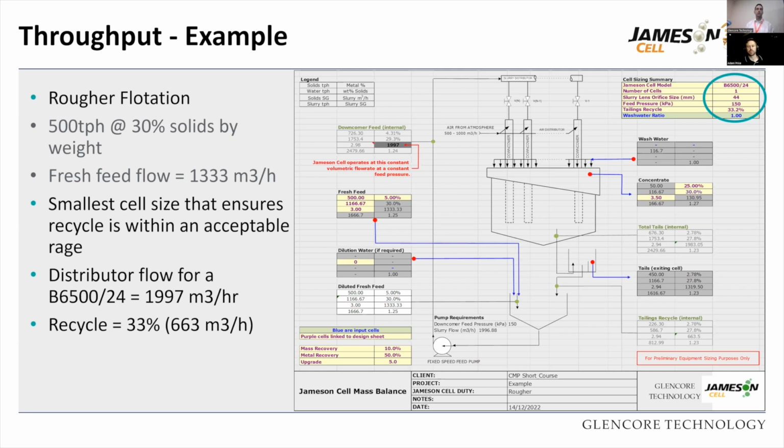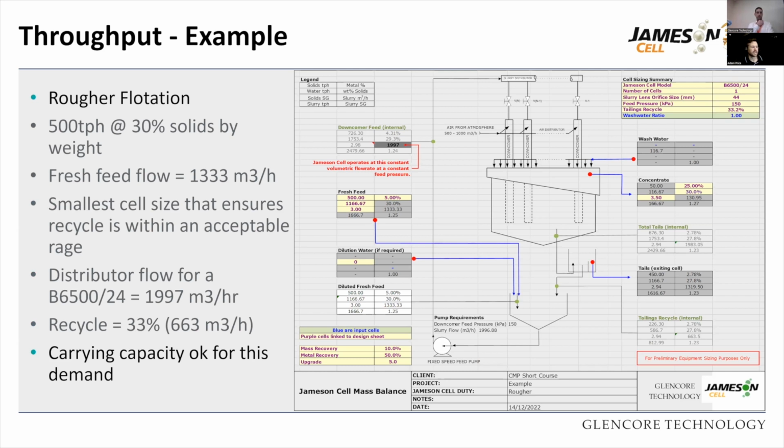Potentially, for example, if this was on a maximum duty and the nominal was a much smaller flow, we may be able to look at a cell size down, depending on what that recycle rate became for this maximum duty. But purely looking at these numbers, this would be the cell we would choose. Carrying capacity in this scenario was fine. There were no issues at all with carrying capacity. As it's a rougher stage, they tend to be low mass pull and higher volume feed scenarios.